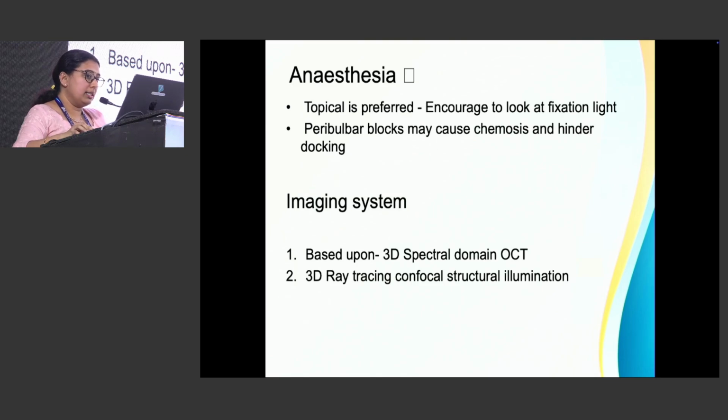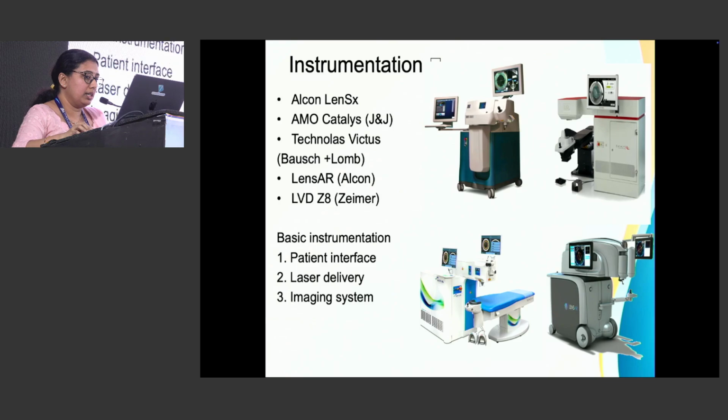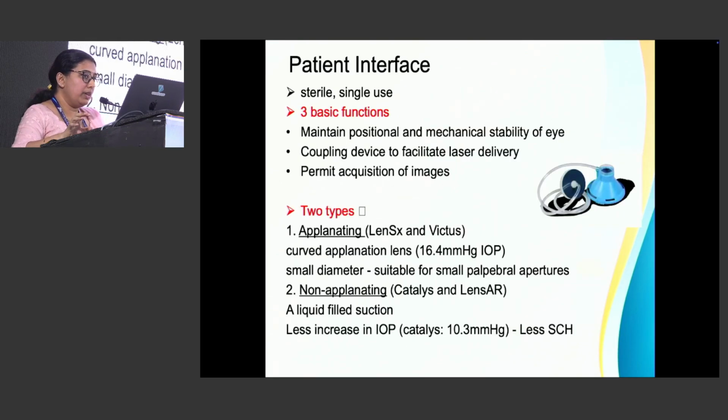Basically, 2 imaging systems are there, the 3D spectral domain OCT and the 3D ray tracing confocal. These are the commonly used instruments, with basically 3 systems: the patient interface, the laser delivery system and the imaging system. The patient interface is a sterile single-use unit which helps in maintaining the position and the mechanical stability of the eye. It acts as a coupling device to facilitate laser delivery and it permits acquisition of the OCT images.